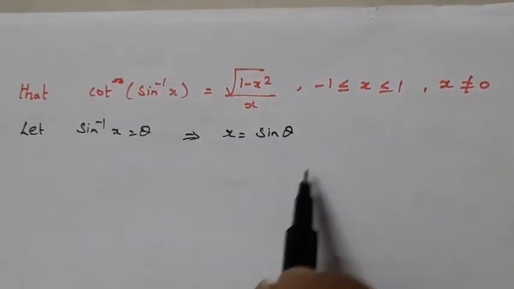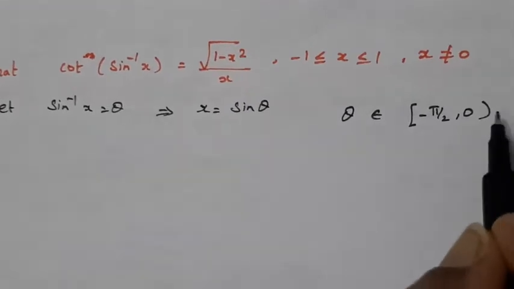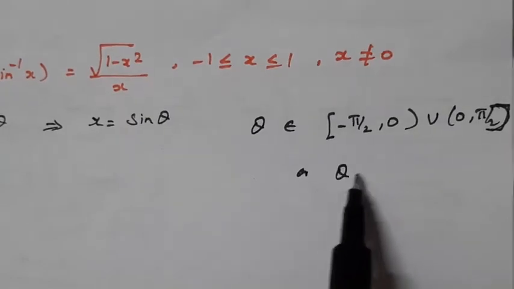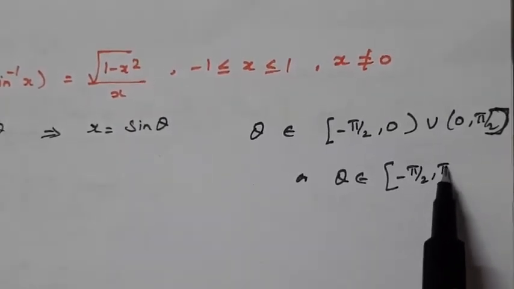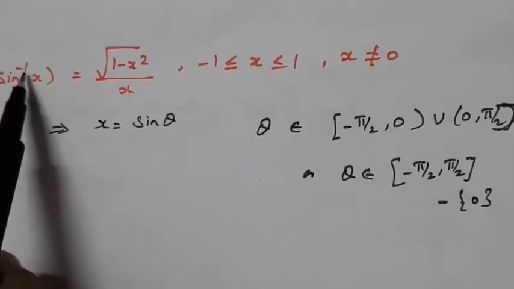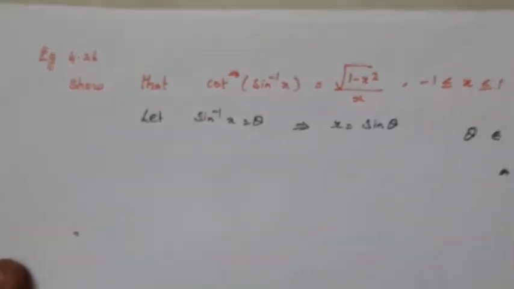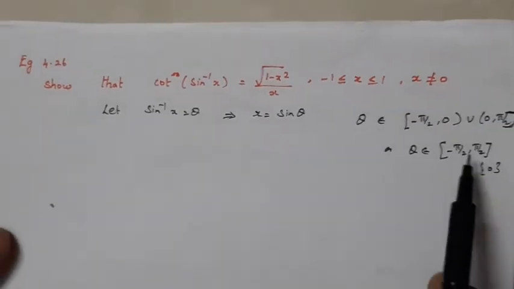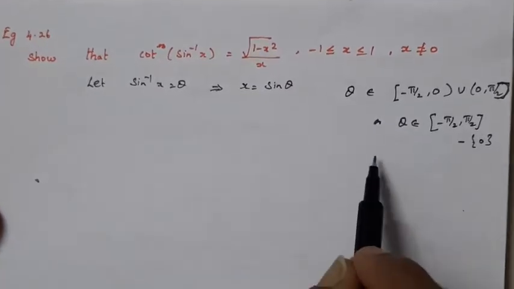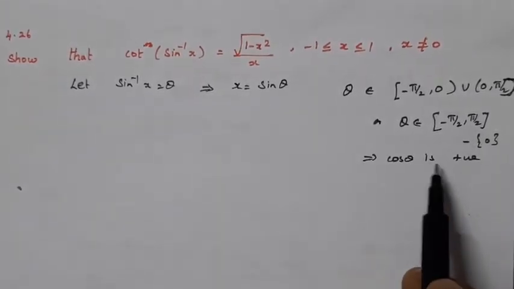Therefore, theta belongs to the closed interval minus pi by 2 to 0 union 0 to pi by 2, or theta belongs to the closed interval minus pi by 2 to pi by 2 excluding this 0, because as x is not equal to 0, sin inverse of 0 is equal to 0, and that 0 should be excluded. Whatever it may be, theta belongs to the first quadrant as well as the fourth quadrant. Therefore, in this case, cos theta is positive, as in these two quadrants cos theta is positive.